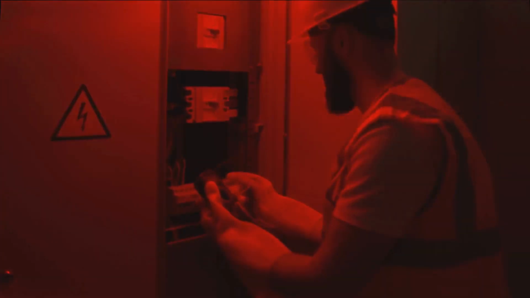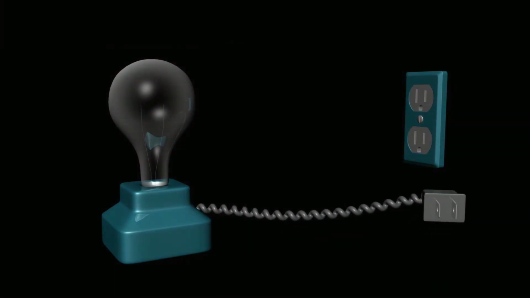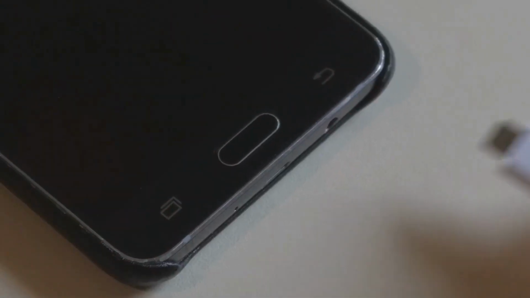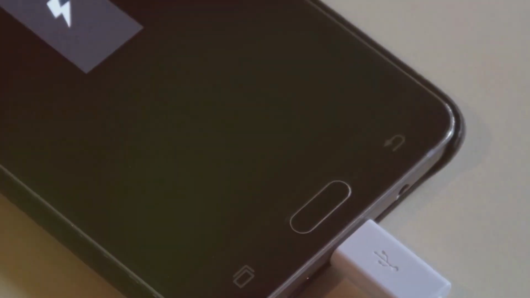We'll learn how voltage, current, and resistance work together. We'll look at examples from our daily lives. We'll find out why a light bulb might be bright or dim, and why one phone charger works quickly while another is slow. By the end of this video, you'll know how to apply Ohm's law in your everyday life.